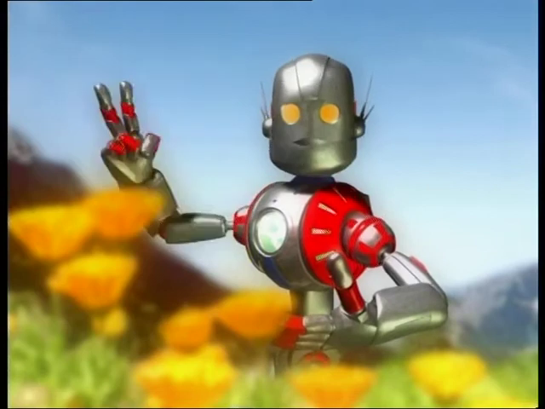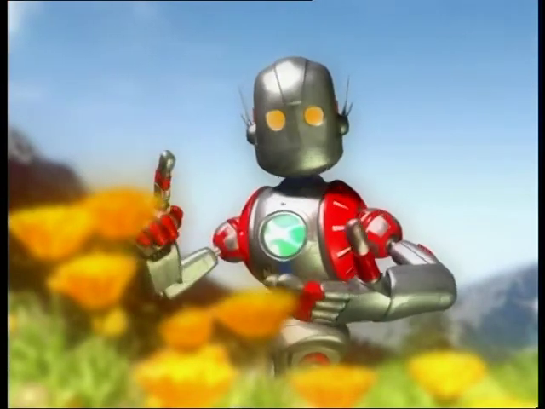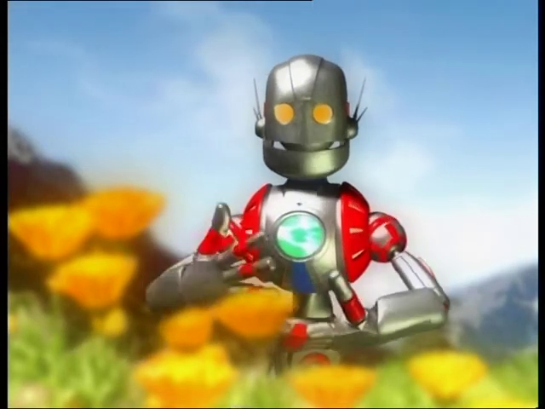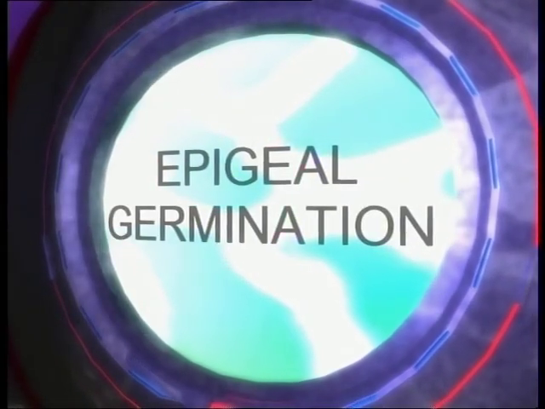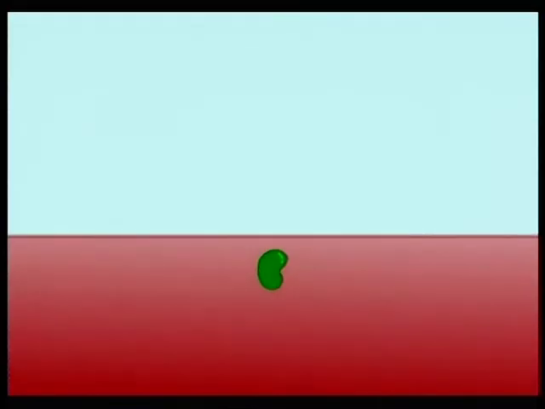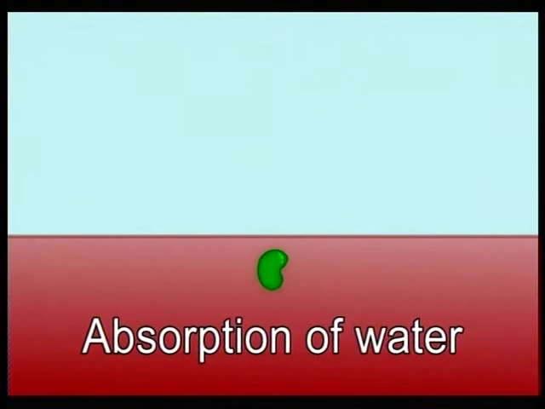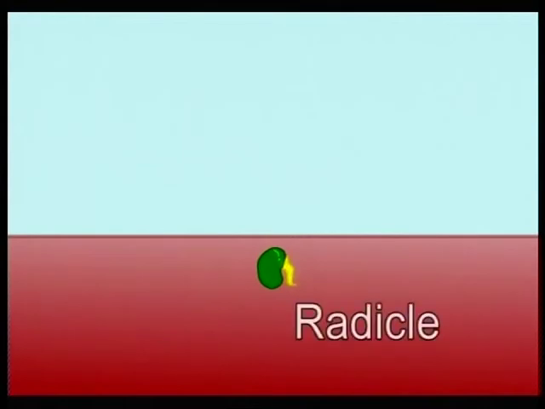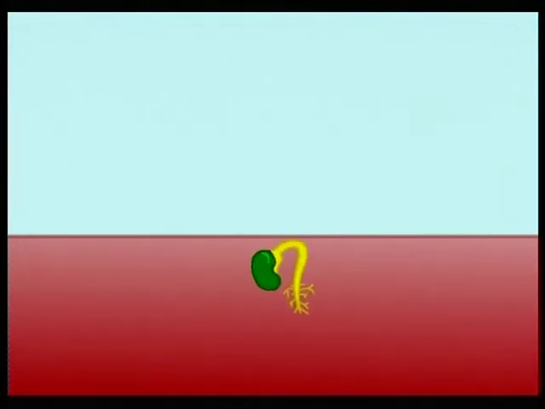There are two types of physical changes in seedlings during germination. They are epigeal germination and hypogeal germination. Let me explain. The first step in germination is the absorption of water by the seed. Let's take the sword bean seed as an example of epigeal germination. When enough water is absorbed by the seed, the radicle bursts through the testa and it grows downwards into the soil. It anchors the seedling deep in the ground.